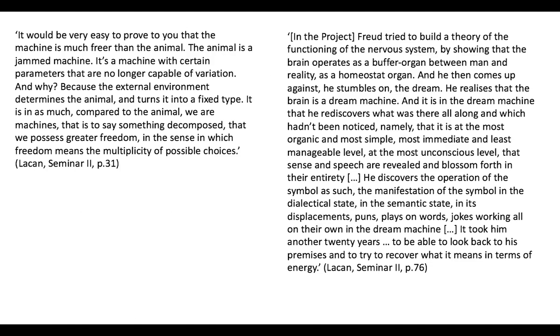This is from Seminar 2. So it's from 1956. It would be very easy to prove to you that the machine is much freer than the animal. The animal is a jammed machine. It's a machine with certain parameters that are no longer capable of variation. And why? Because the external environment determines the animal and turns it into a fixed type. It is in as much as compared to the animal, we are machines, that is to say something decomposed, that we possess greater freedom in the sense in which freedom means the multiplicity of possible choices.